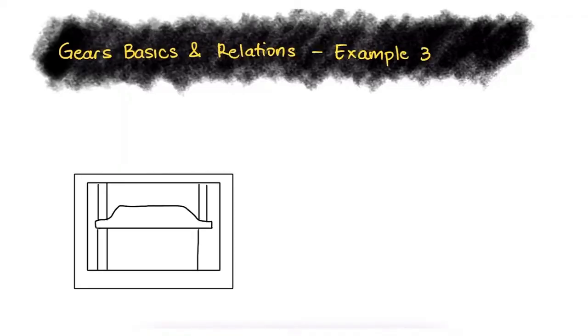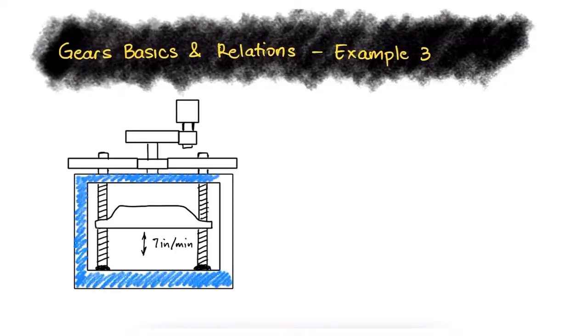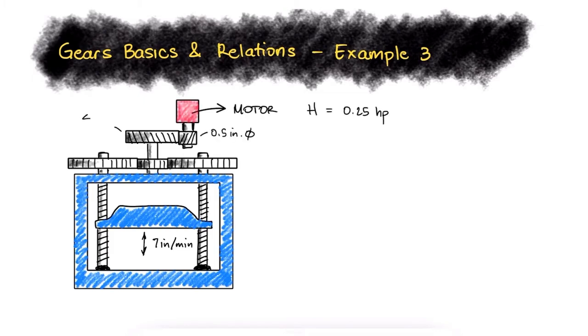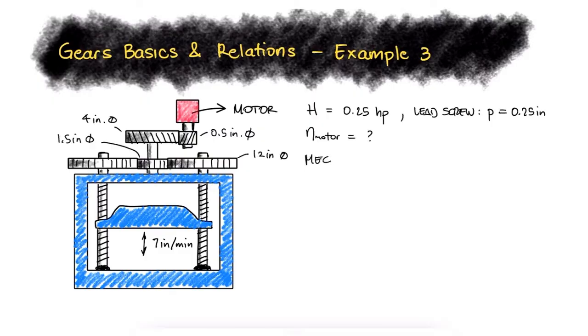If the press head of the press shown can move at 7 inches per minute with a motor that has 0.25 horsepower and lead screws with a 1/4 inch of pitch, what is the speed of the motor and what is the mechanical advantage of the system? This is the third example for the Gears Basics and Relations main video. Links to that main video and the 2 previous examples are in the description below.